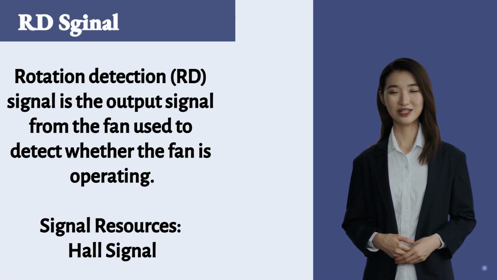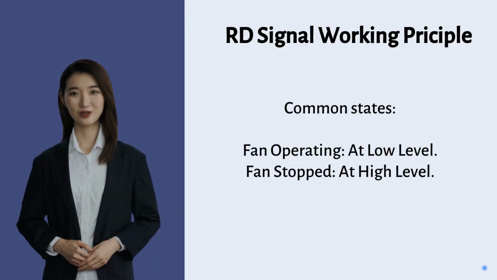Next, let's come to RD signal. Rotation detection, RD, signal is the output signal from the fan used to detect whether the fan is operating. Its signal source comes from Hall signal. Now, we are talking about RD signal working principle.